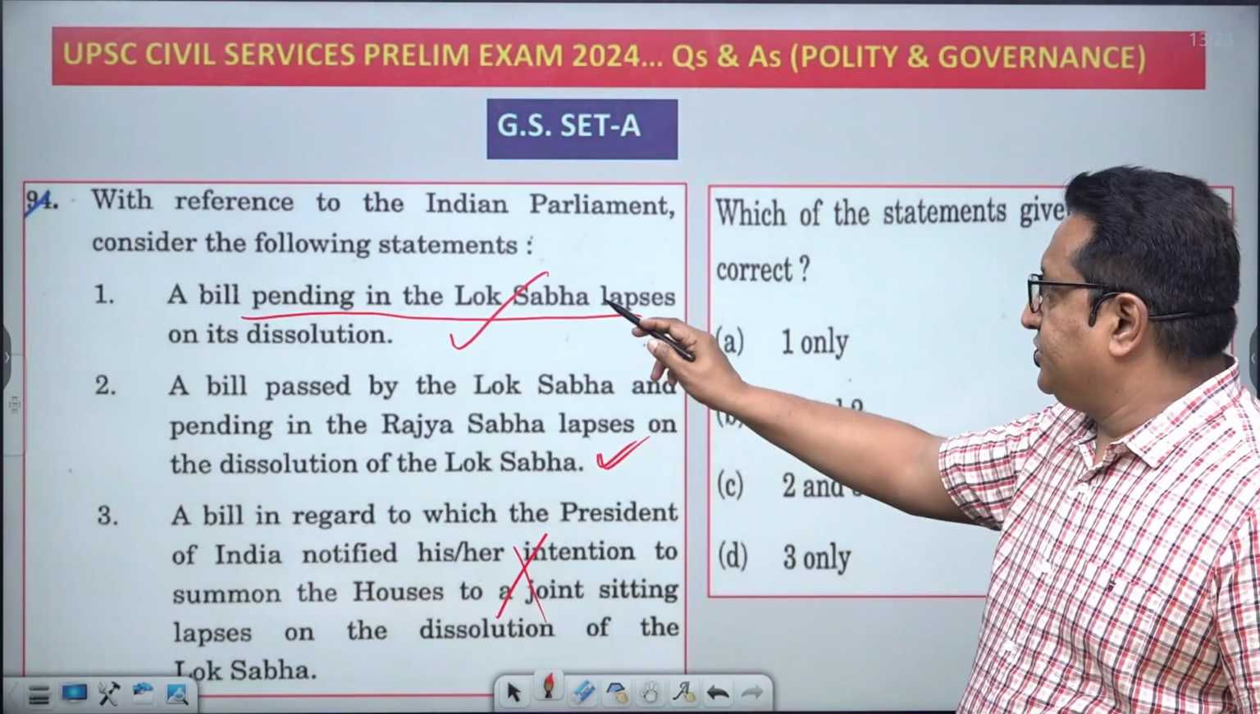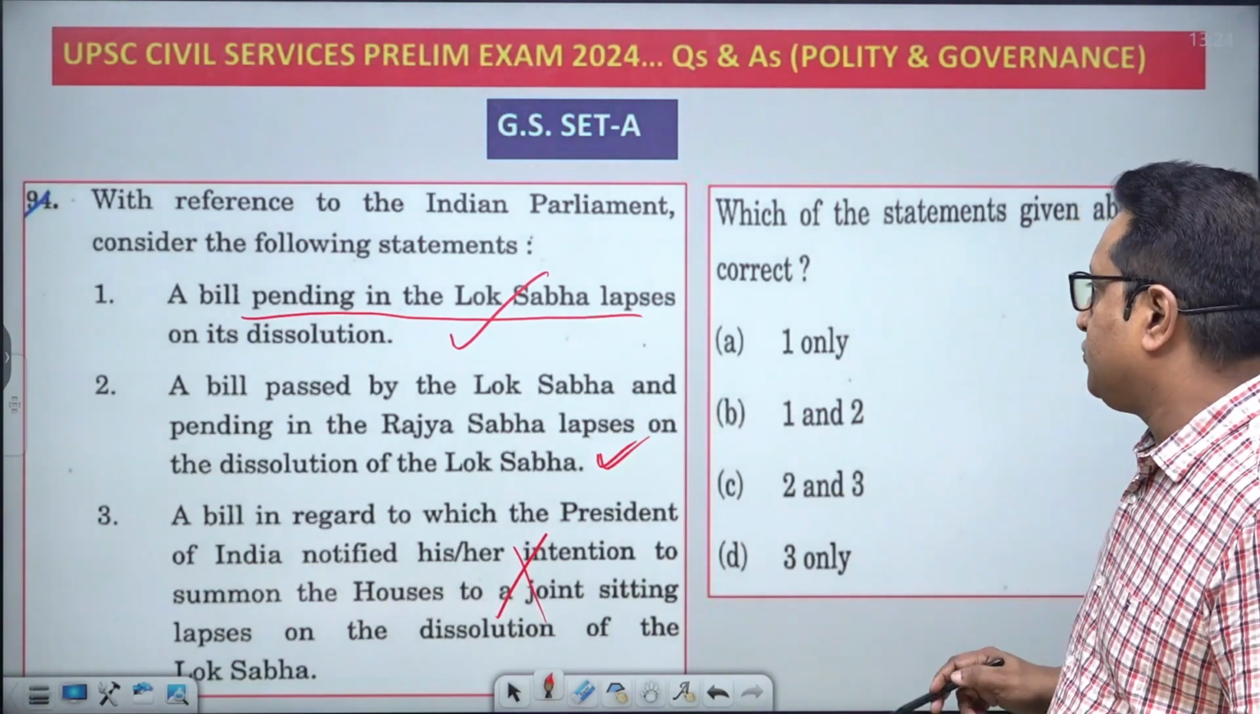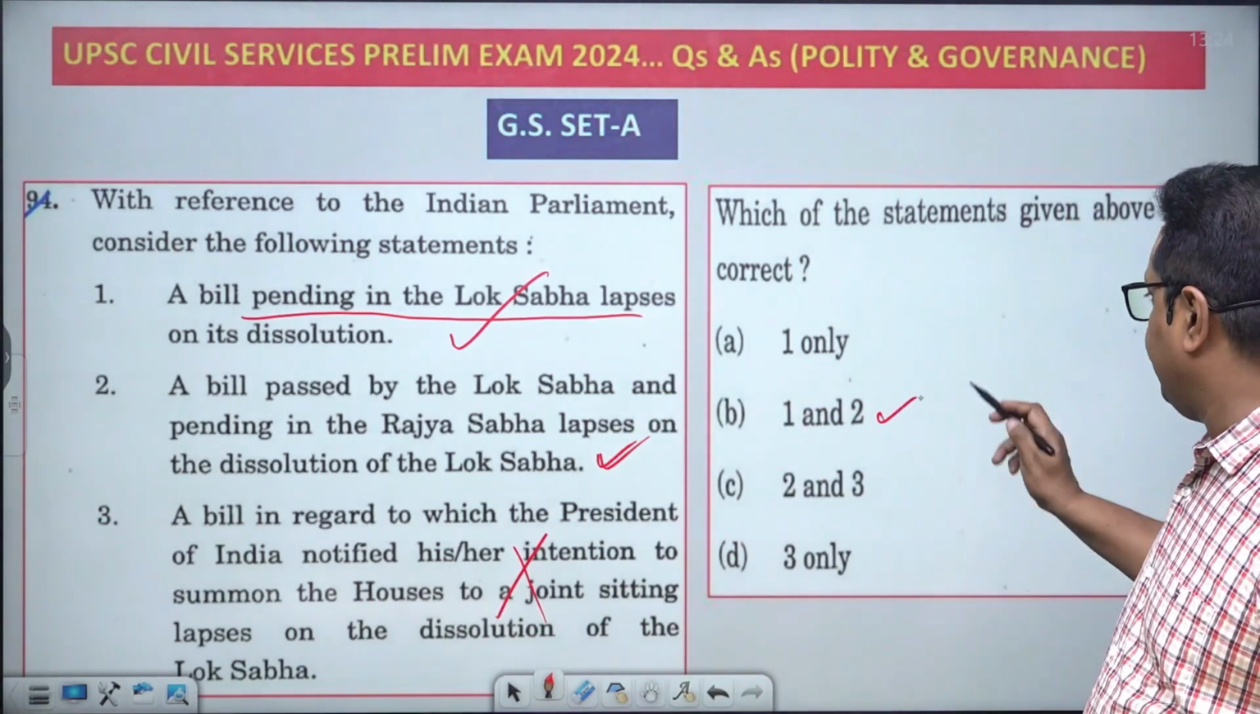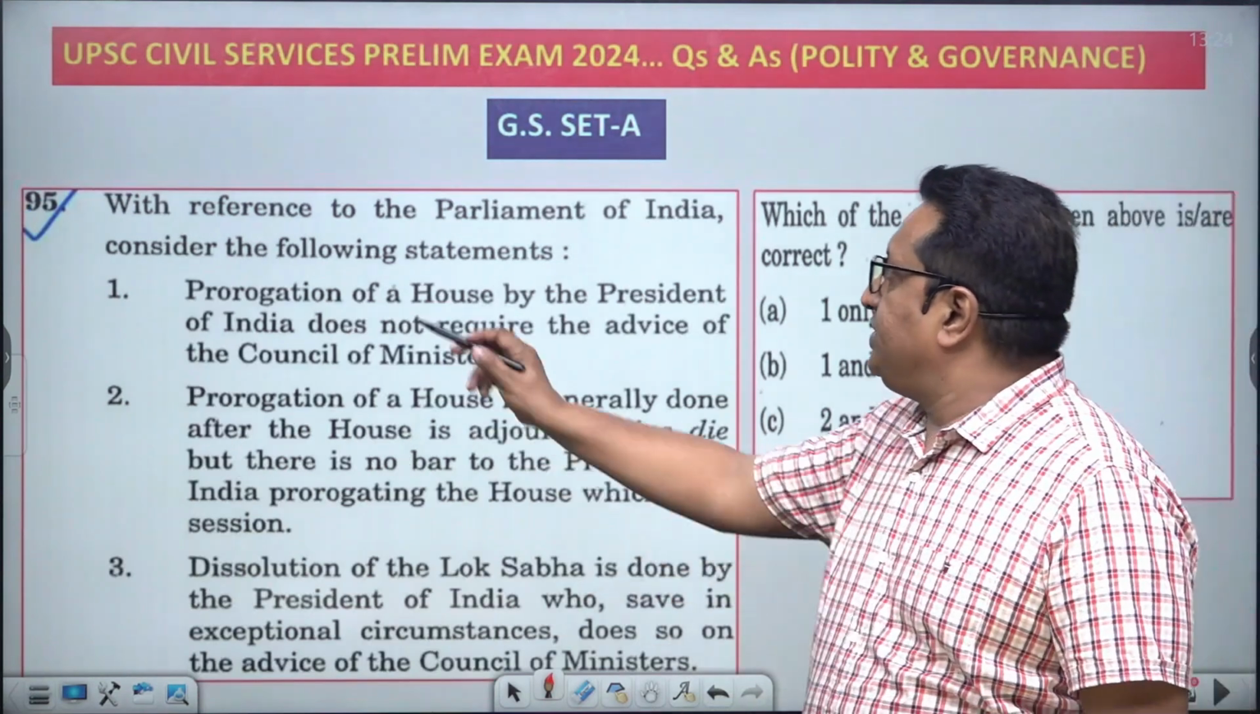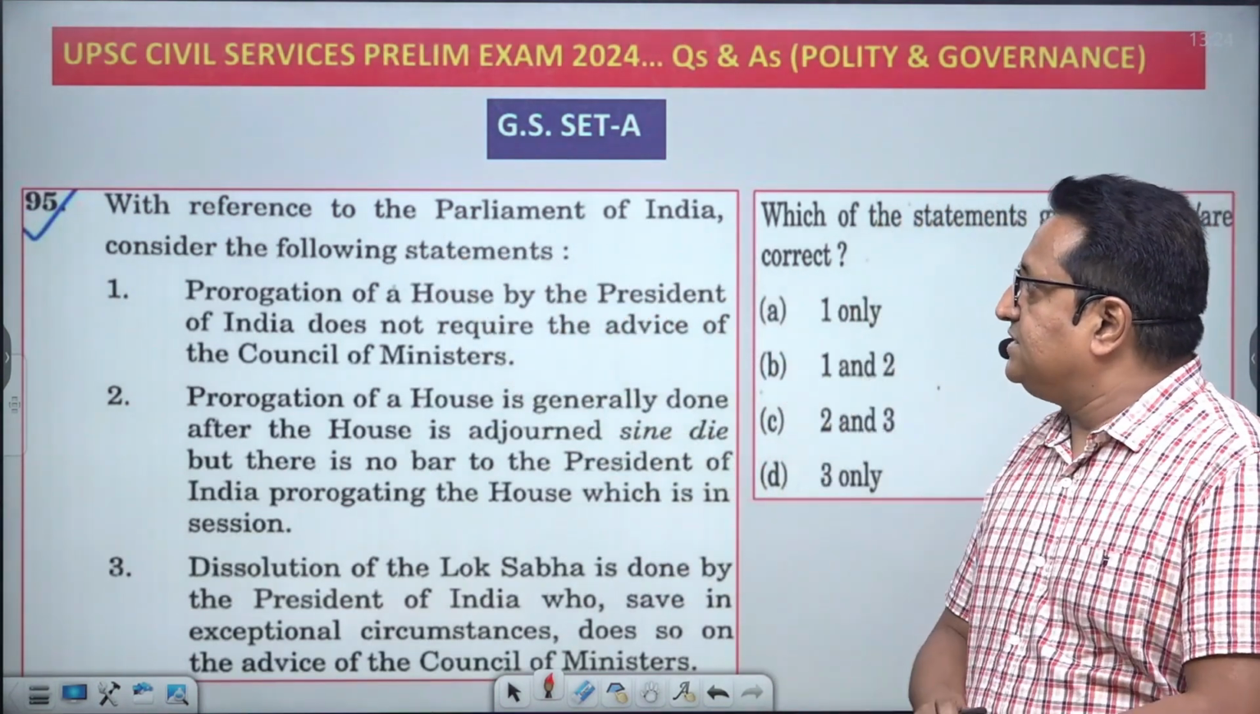So the correct statements are 1 and 2. So this is the right answer. Next question is, with reference to the Parliament of India, consider the following statements.